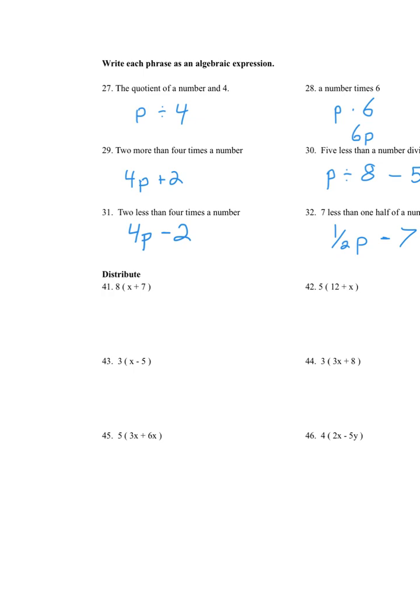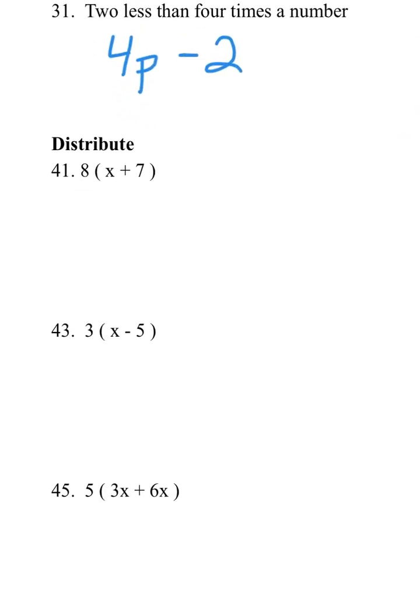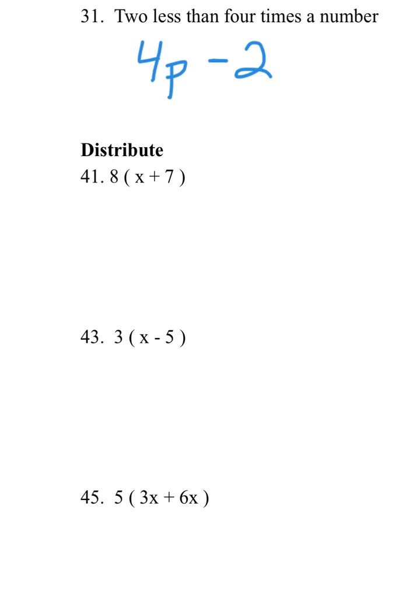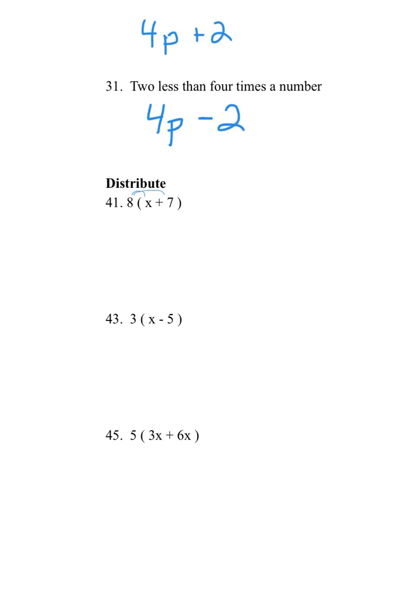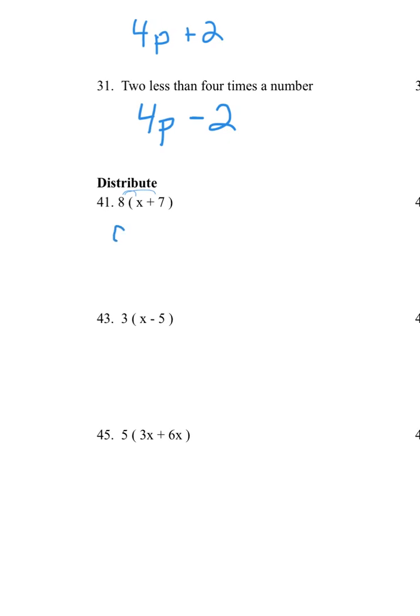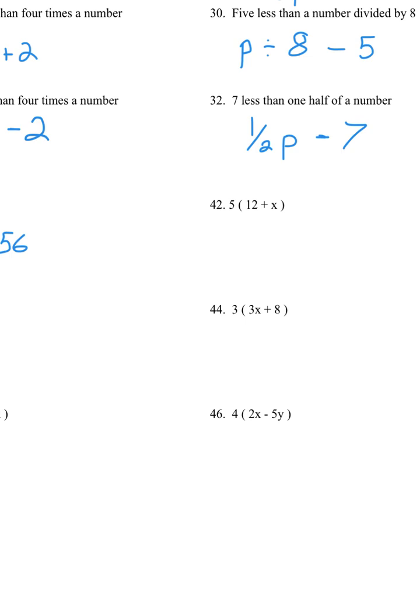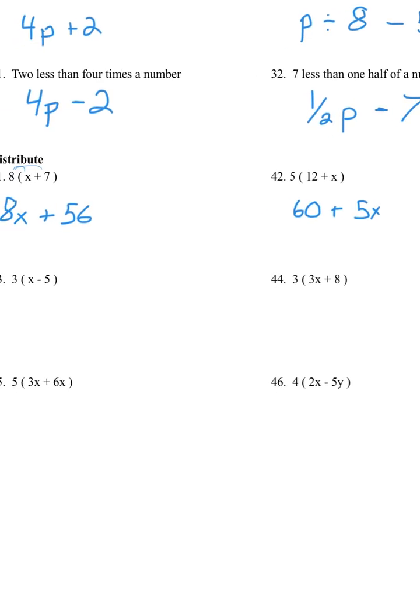Looking at our next section, we will be distributing. Remember, distributing, we are going to be multiplying over the parentheses. So we have our little swooshes that we do. Some people call them rainbows, whatever works best for you. So if we distribute, we're going to have 8x plus 56, and that's what it'll be left at. Number 42, if we do our 5 times 12, that's going to give us 60, and then 5 times x will be 5x. So it ends up 60 plus 5x.